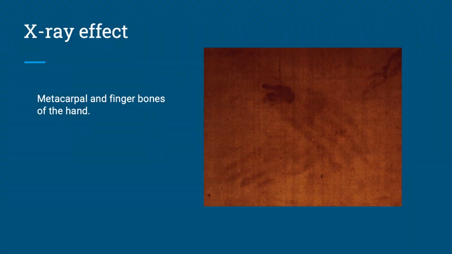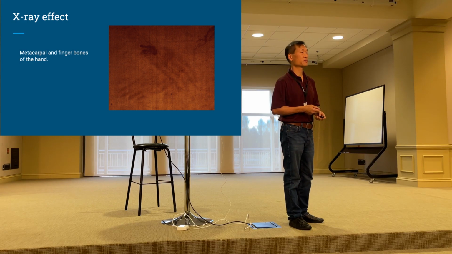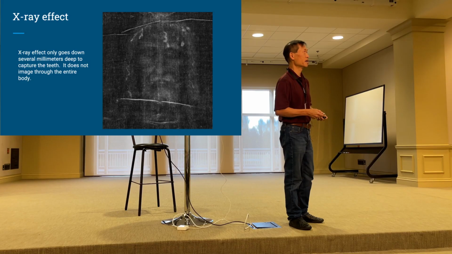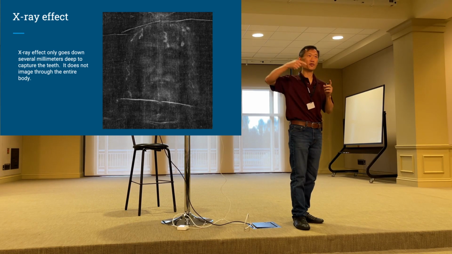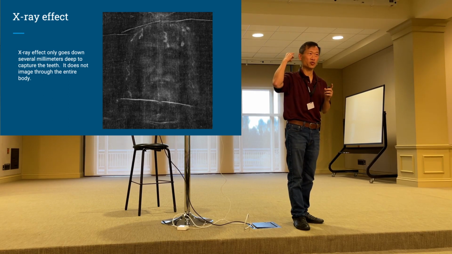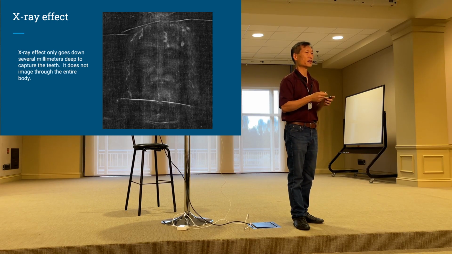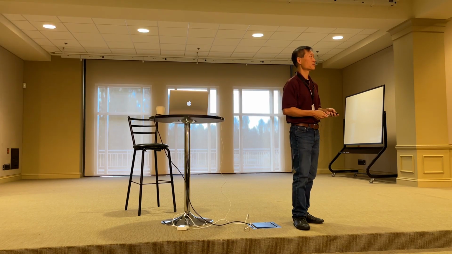With the hands, we also see sort of an X-ray effect. We see the metacarpal and the finger bones of the hand. And also we see this in the teeth over here. And I believe this is the teeth that we observe. The X-ray effect only goes down several millimeters deep from the surface. It is not as though we see through the entire head like a typical X-ray. So the theory has to account for why the X-ray effect is only piercing down a few millimeters.